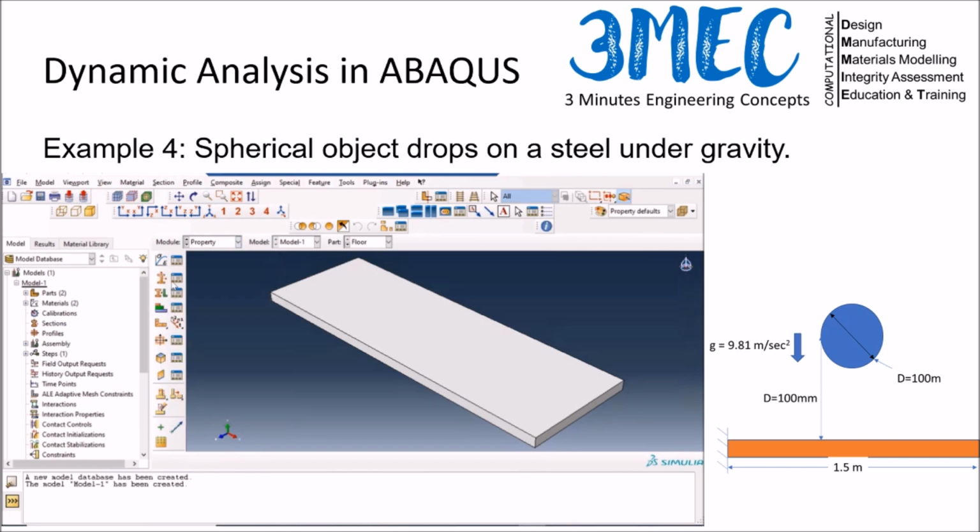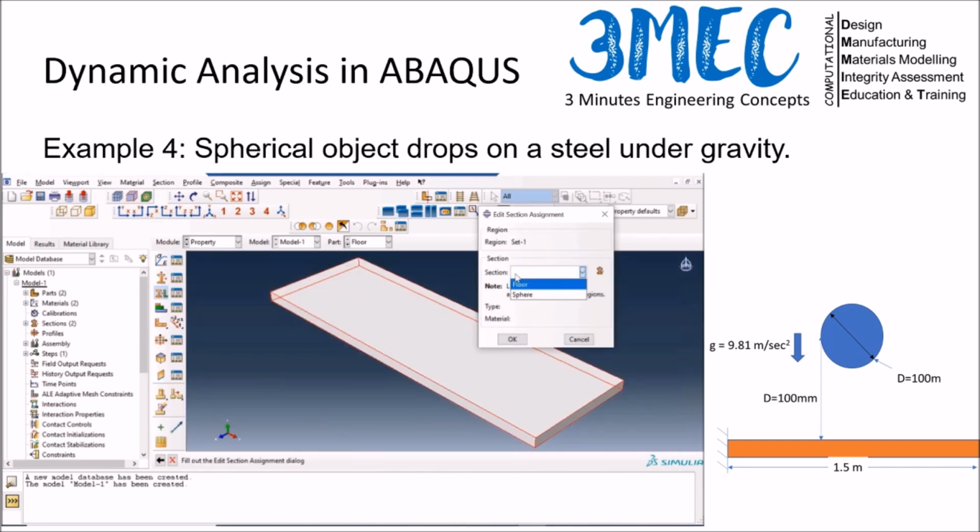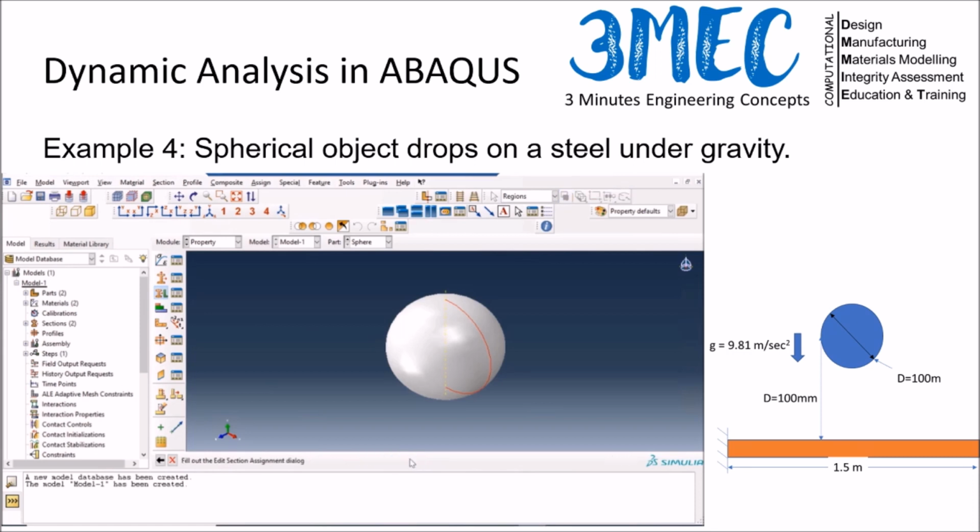Now I'll create sections, and then I will assign sections to the individual components. So I will call section 1 floor, and I will associate the floor material properties with the section floor, and I will do the same for the sphere, and associate the sphere properties with the sphere section. Once I've done that, now I can assign those sections to individual components. Firstly I'm selecting the floor, and I will select this floor section which has the floor material properties. Next I will go to the sphere and do the same.